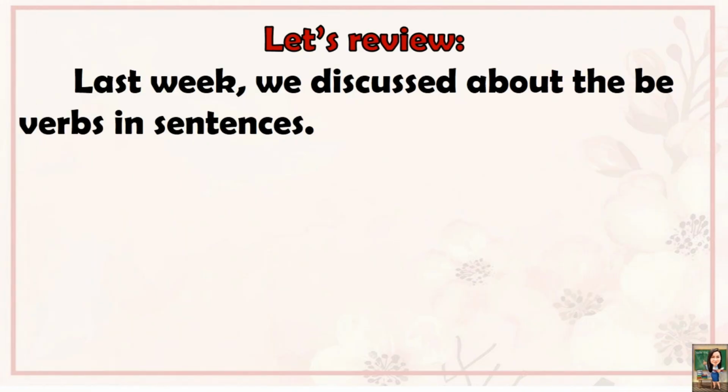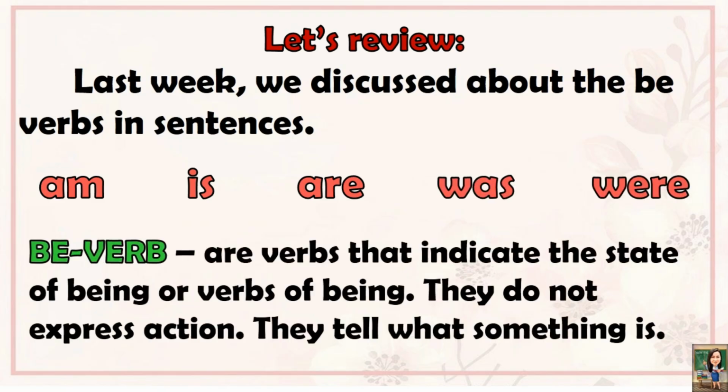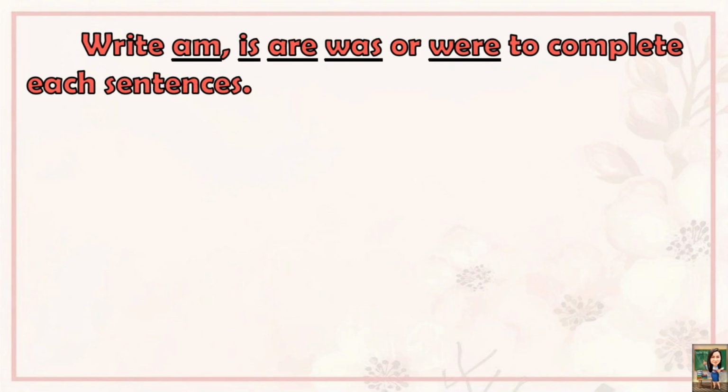Let's review. Last week, we discussed the be verbs in sentences. The be verbs are am, is, are, was, and were. Be verbs are verbs that indicate the state of being. They do not express action. They tell what something is. Let's practice how to apply the be verbs in a sentence.